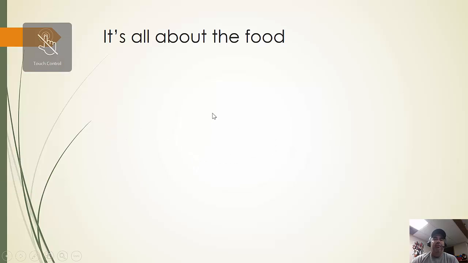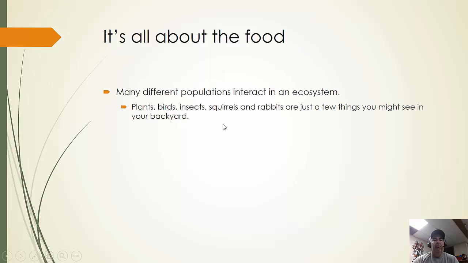So it's all about the food. Again, we have to have food in order to survive. Animals have to have some sort of food in order to survive, to get that energy to survive or to go after its own food and things like that. Many different populations interact in that ecosystem. So as I said, some are helping one another, some are chasing after one another, some are hiding, but again, they're interacting with one another.